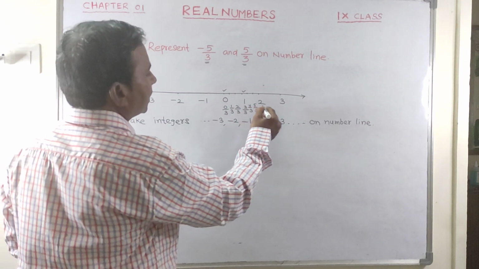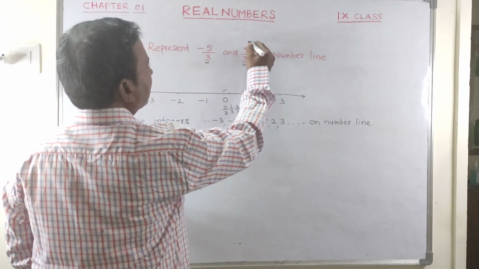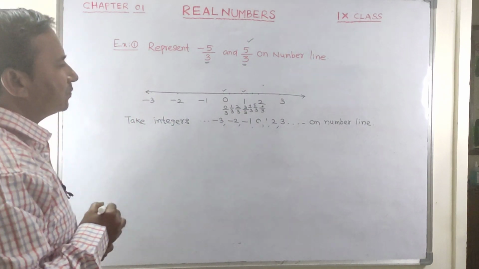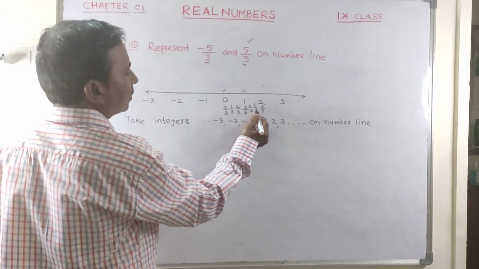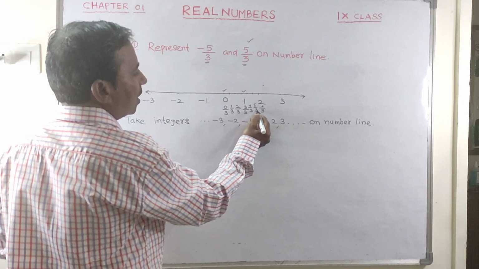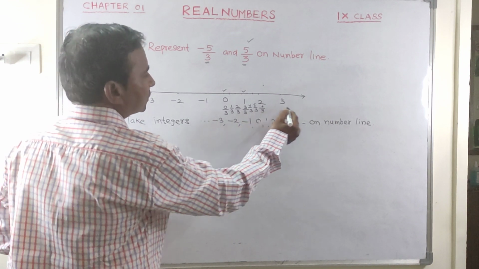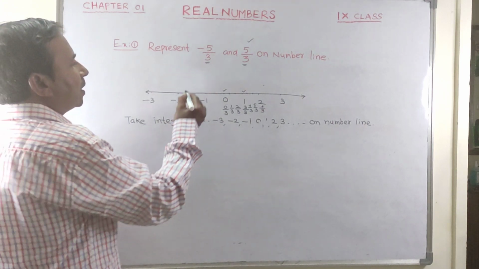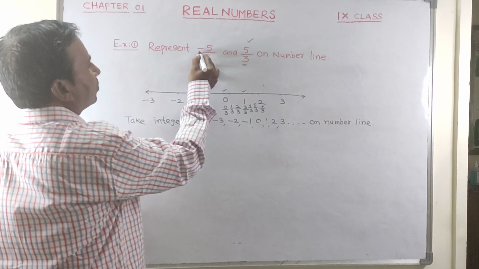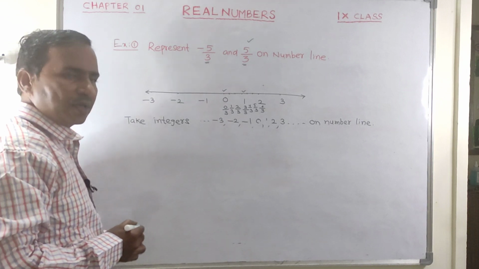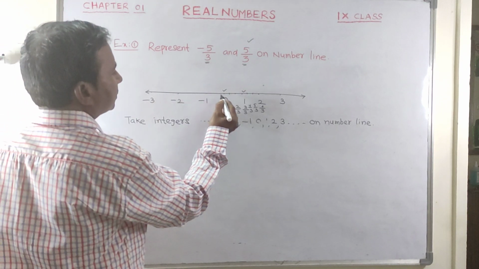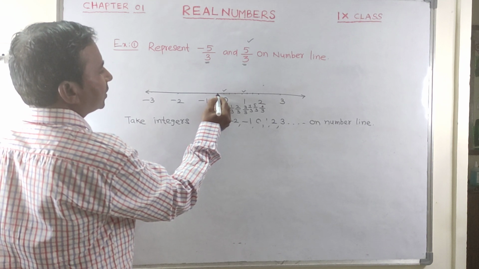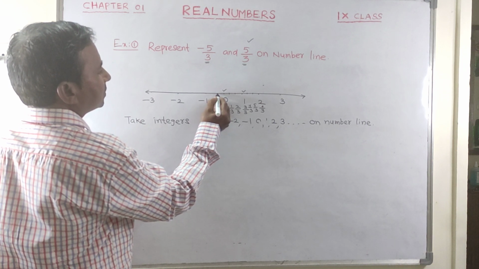Like that it will be continued till we get the positive number given in the question, plus 5 by 3. Plus 5 by 3 already we have got here. So up to that we have to extend the line, extend the steps. Now on the left hand side again we have minus 5 by 3. Minus 5 by 3 means same way on the left hand side we have to take 3 parts for each unit.